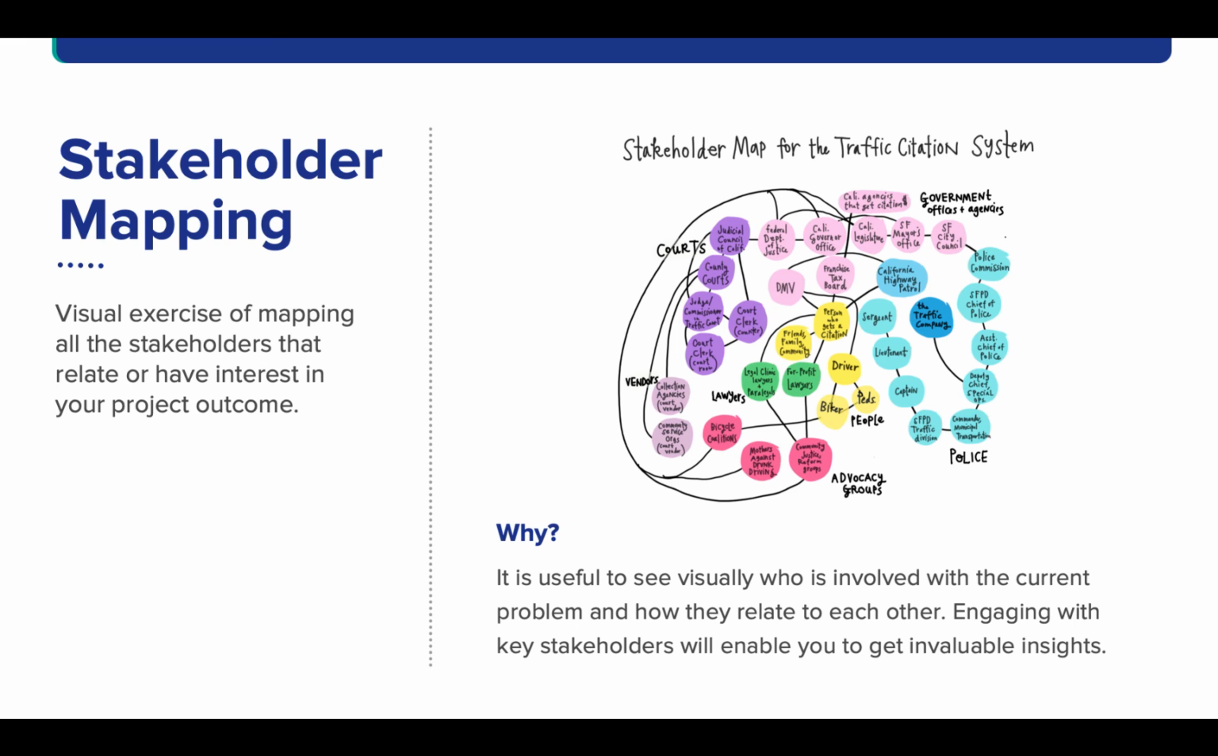And this allows you to see who they are, which groups, how you can group them in a logical way, and how they relate to each other. It's very useful to see this visually because you can really understand who is involved with the current problem and how they relate to each other. And this will be key because once you understand who the stakeholders are, you can then decide who you want to engage with, so that you can explore their experience around the problem and how their learning and experience can help you to find opportunities for design.